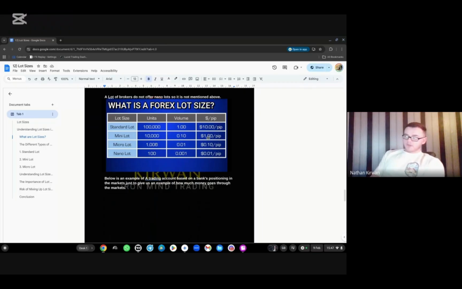So a 10 pip movement at $10 a pip, there's 100 quid there. And then your mini lot is $1 per pip movement, so a 10 pip movement is $10. And then your micro lot is the smallest, that's your 0.01, and that is 10 cents per pip. So for the same 10 pip movement, you're talking about $1.